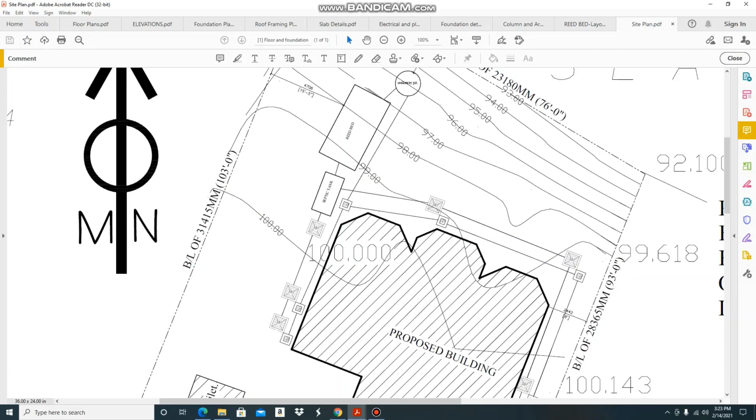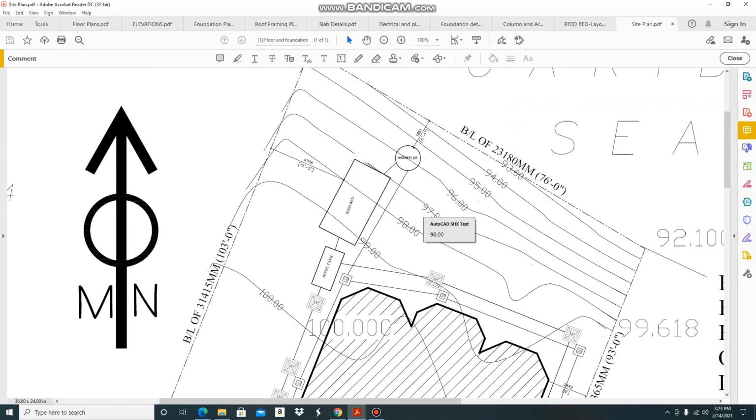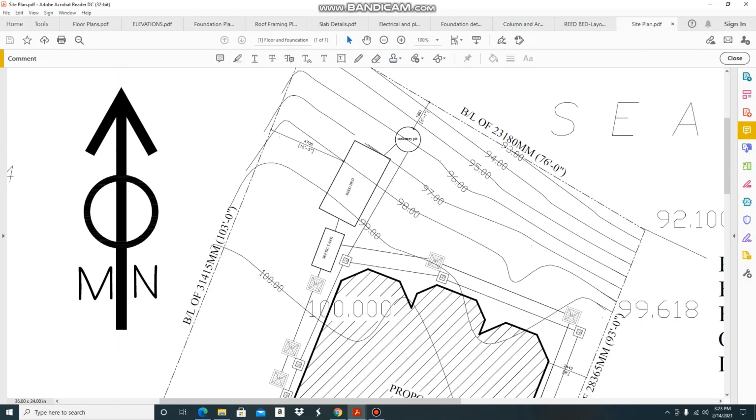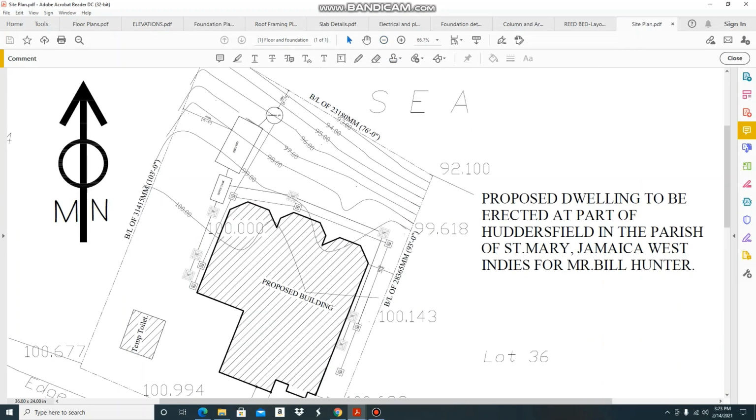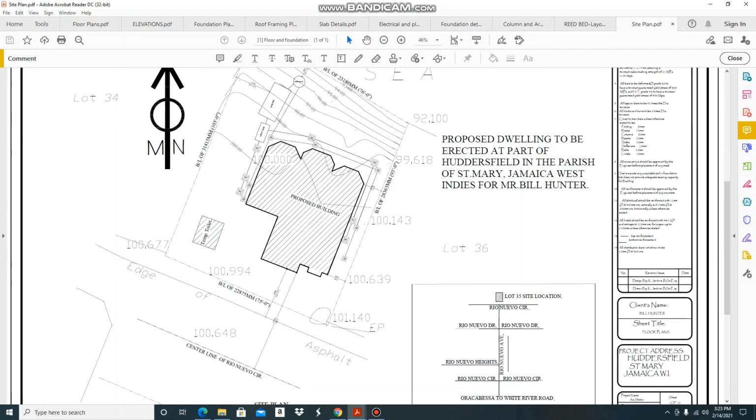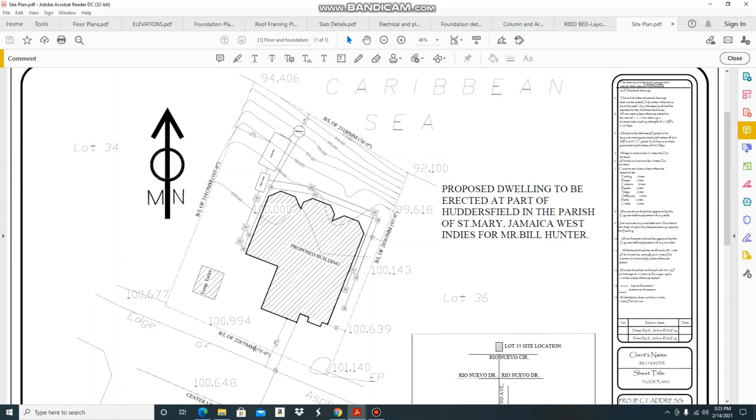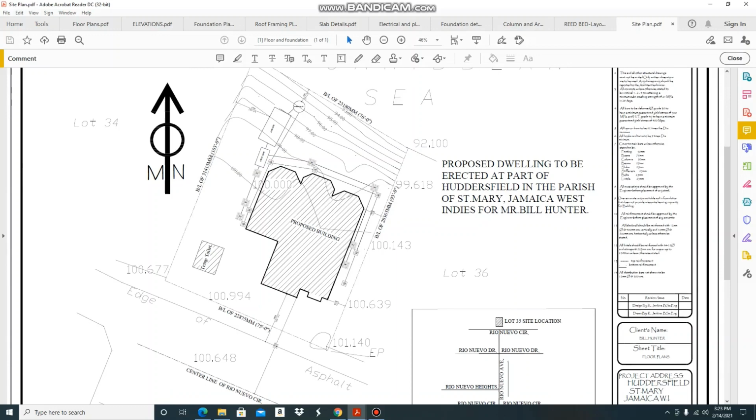Also, you must observe, every site plan should carry a north arrow. It must show north. And this is magnetic north, not true north, magnetic north. So this is the north arrow here. It's showing you the north arrow.